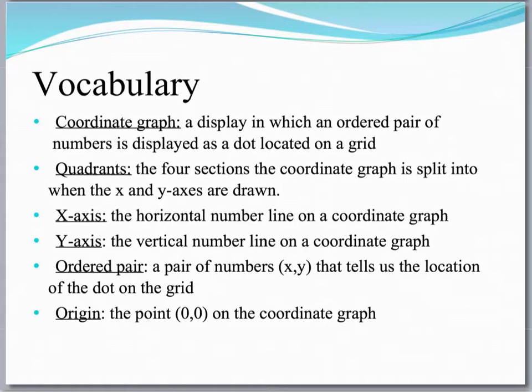Our final definition on the vocabulary is origin. You can see here the point 0, 0 on the coordinate graph is that definition. And if we look at a blank coordinate graph again, the origin would be directly in the middle where the x and y axes intersect. So this point here is 0, 0. This is known as the origin.